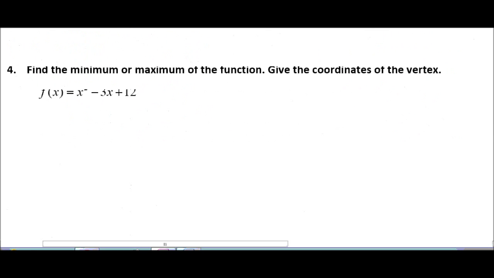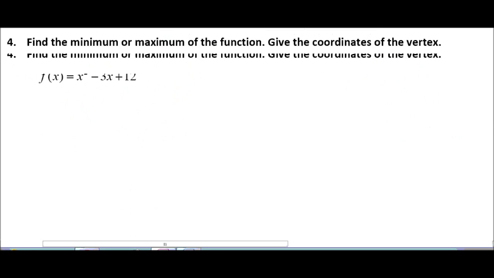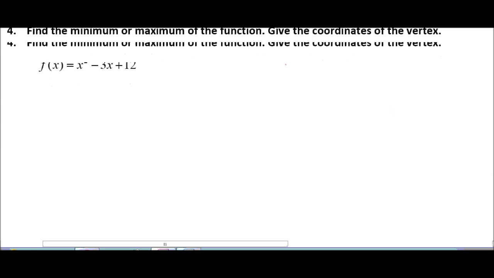Okay, we're almost done here. We need to talk about finding the minimum and maximum values of a function. And we talked about that in the beginning. They actually happen when you are finding your vertex. The vertex is actually the minimum or maximum of the function. So we're going to go ahead and take this function here in number 4, and we're going to replace f of x with y. So x squared minus 3x plus 12.